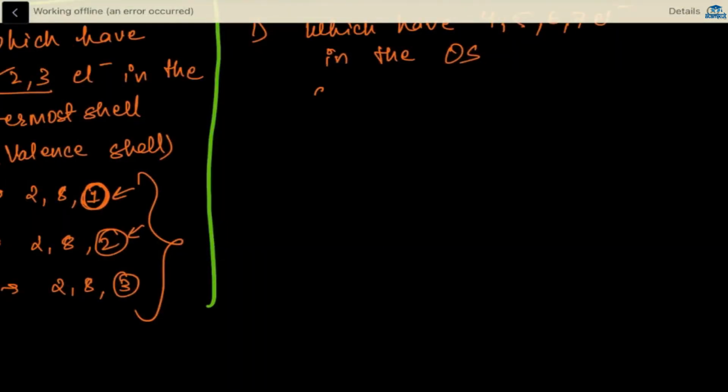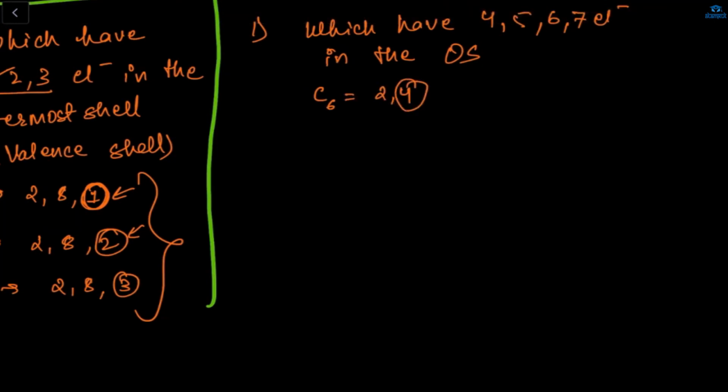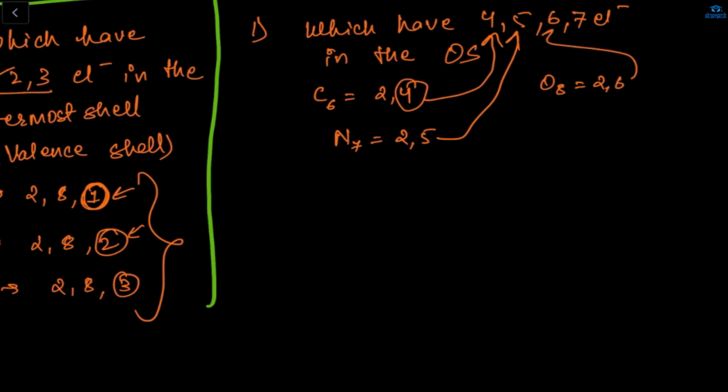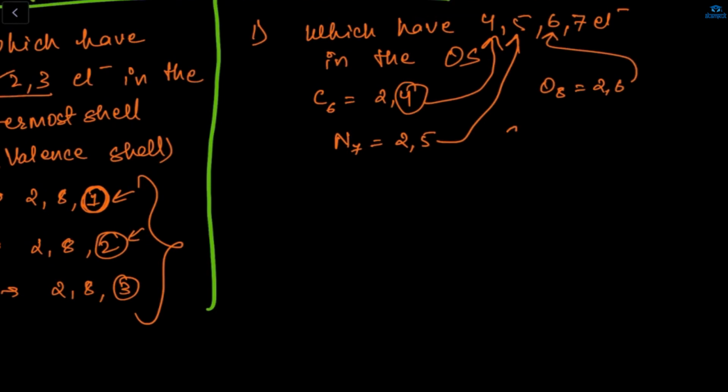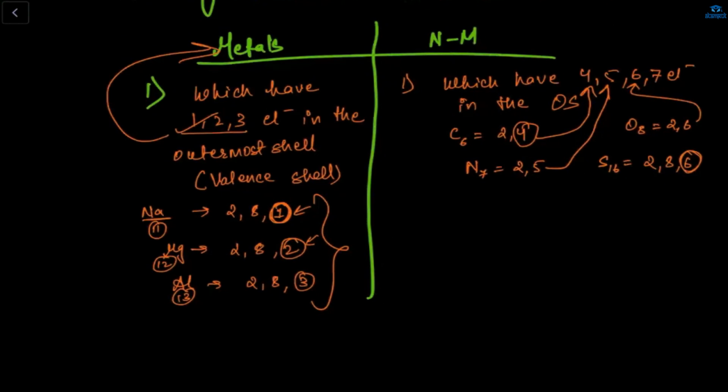Let's say carbon. Carbon is 6, so it will be 2 and 4. In the outermost shell it will be 4. And nitrogen is 7, so 2 and 5. Oxygen is 2 and 6, so in the outermost it will be 6 only. Sulfur is 16, so it will be 2, 8, 6, and in the outermost it is 6. So if the outermost shell has 1, 2, or 3, it denotes a metal, and if it has 4, 5, 6, 7, then it denotes a non-metal.